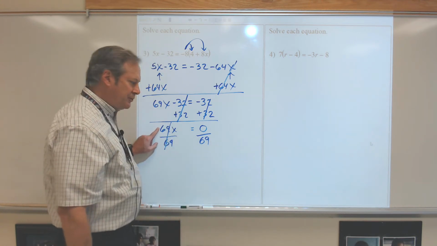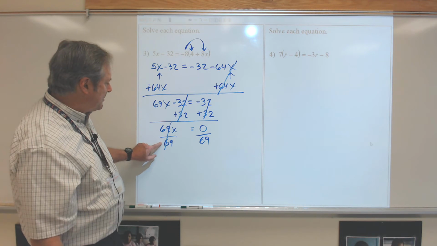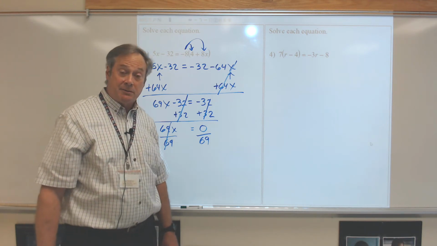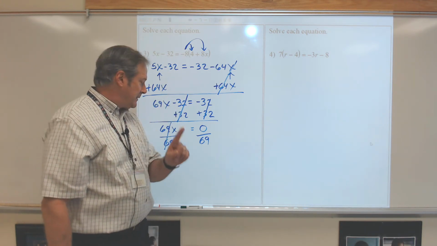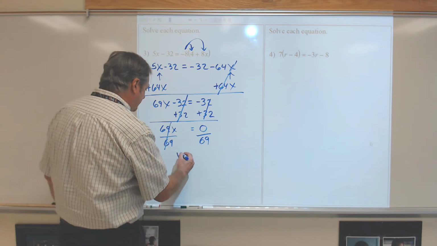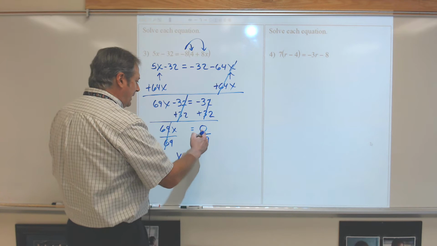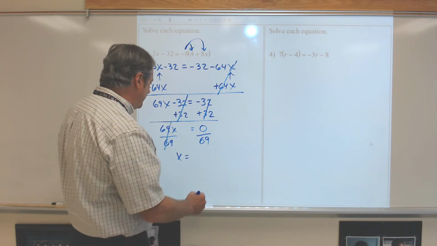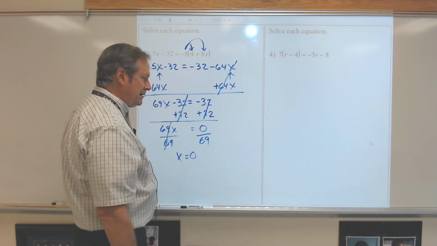Now, sometimes I go so quick, I want you to understand. 69 divided by 69 is not 0. It's the number 1. And 1 times x is still x. That's what gives us the permission mathematically to do it. And then 0 divided by any number is 0.